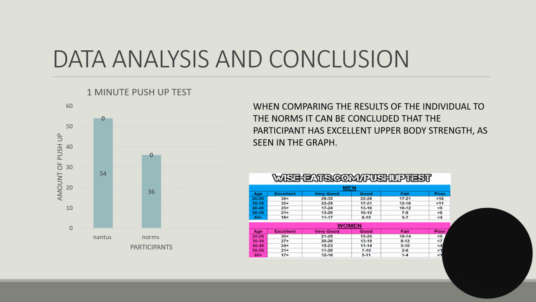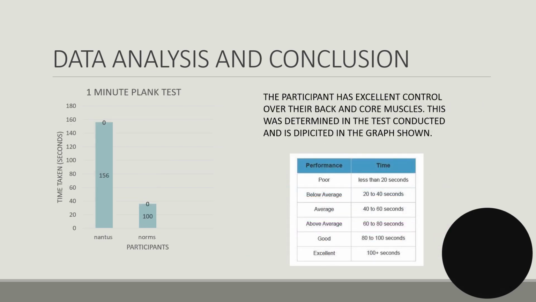In the following few slides, we're going to go through the data analysis and the conclusions of what we've picked up. In the one minute push-up test, we see that Nantus has excellent upper body strength when compared to the norms. In the one minute plank test, we can see Nantus has again exceeded the norms and has shown excellent control over their back and core muscles.